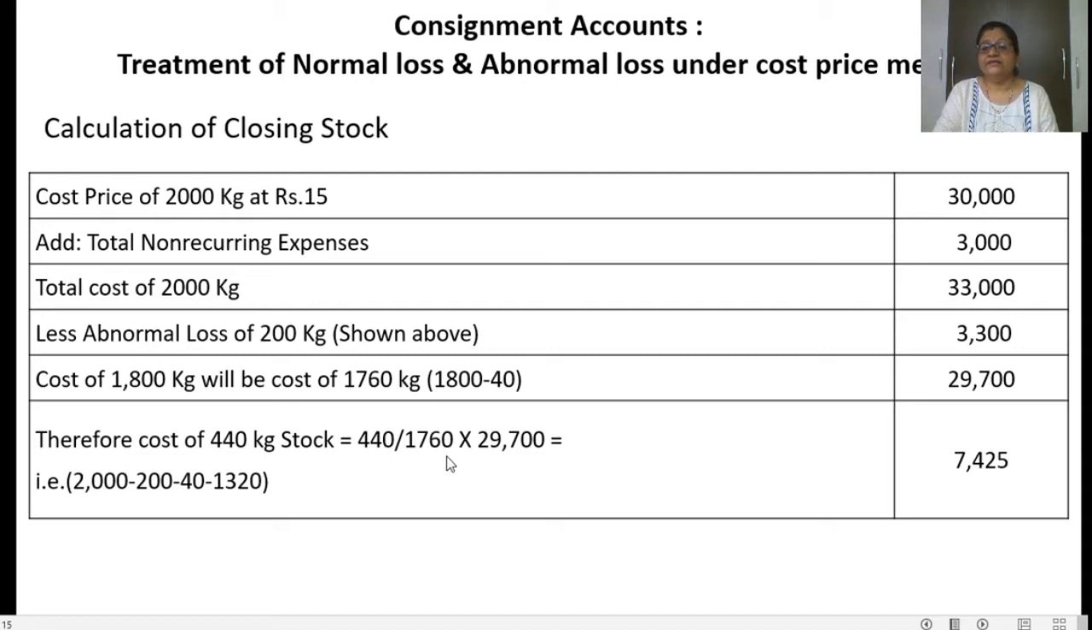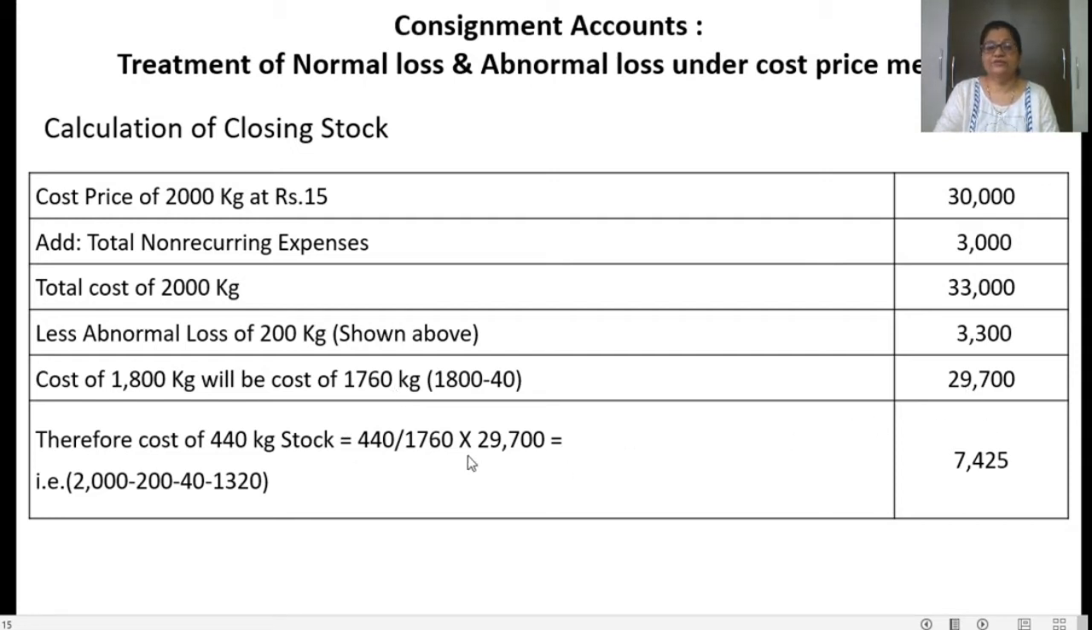Next, therefore, cost of 440 kg is equal to 440 divided by 1760. Why have we taken 1760? Now let us see. From 2000 kg, 200 kg was an abnormal loss. So how much should be available for sale after abnormal loss? Should be 1800. But there is a normal loss as well. When there is a normal loss, it should be deducted from this 1800. So now you can see how much is available for sale is 1760. So instead of writing 1800 kg, this is the cost price of 1760.